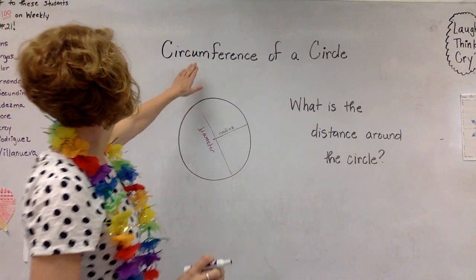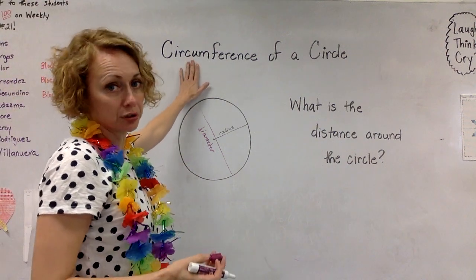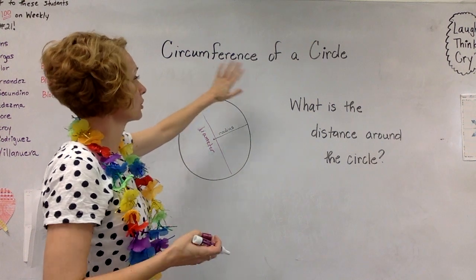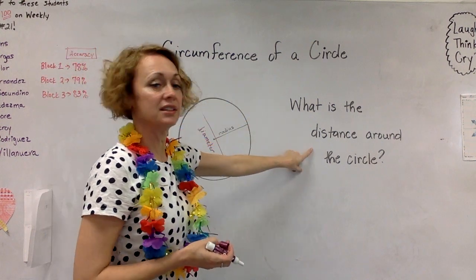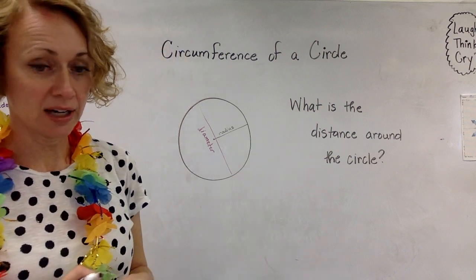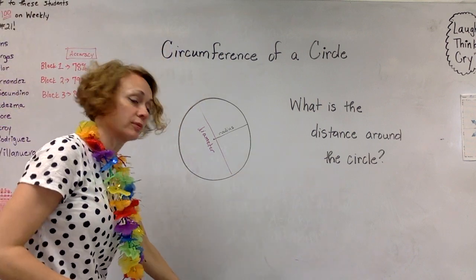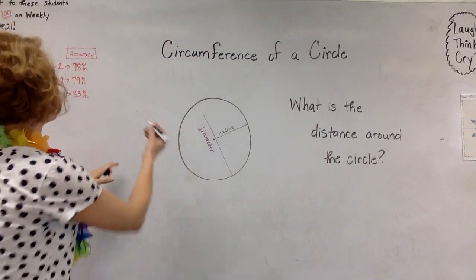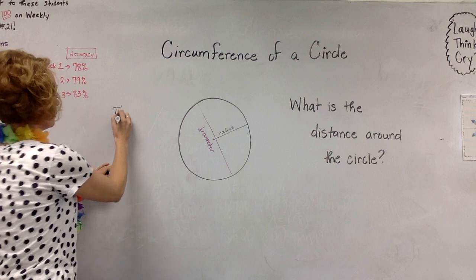So the word circumference means distance around the circle, in other words, perimeter. So if I ask you to find the circumference of a circle, it's really like I'm saying, what is the distance around the circle? Well, in order to understand that, you need to understand that there's a formula that exists for every circle in the universe to find their circumference. And it's using a value for pi.